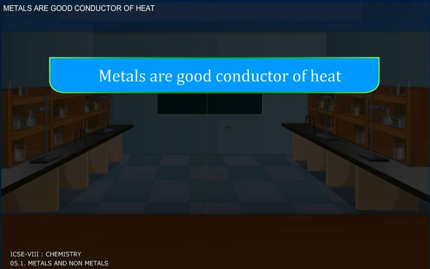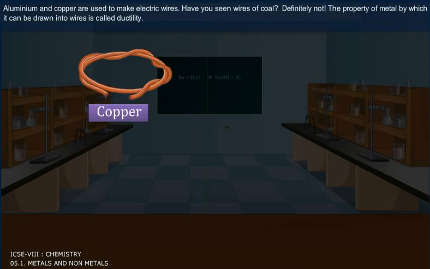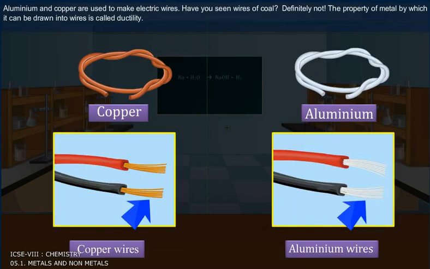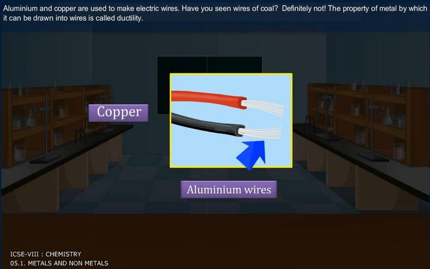Metals are good conductors of heat. Aluminium and copper are used to make electric wires. Have you seen wires of coal? Definitely not. The property of metal by which it can be drawn into wires is called ductility.